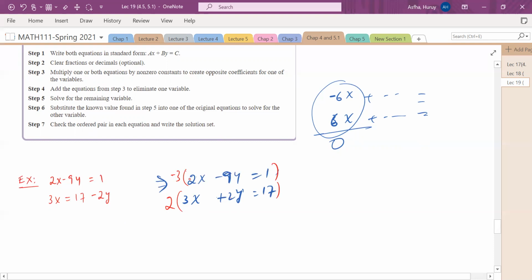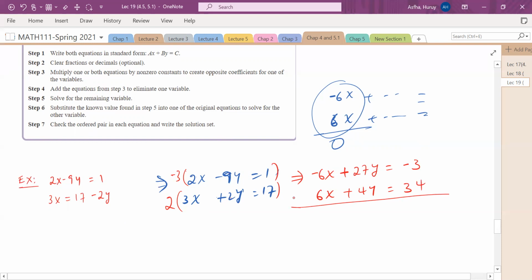Now, the idea is to make the coefficients of x opposite to each other. Okay, so here we have -3 times this is -6x. -3 times this is +27y. -3 times 1 is -3. We multiply all the terms by this number. And similarly here we have 6x plus 4y equals 34.